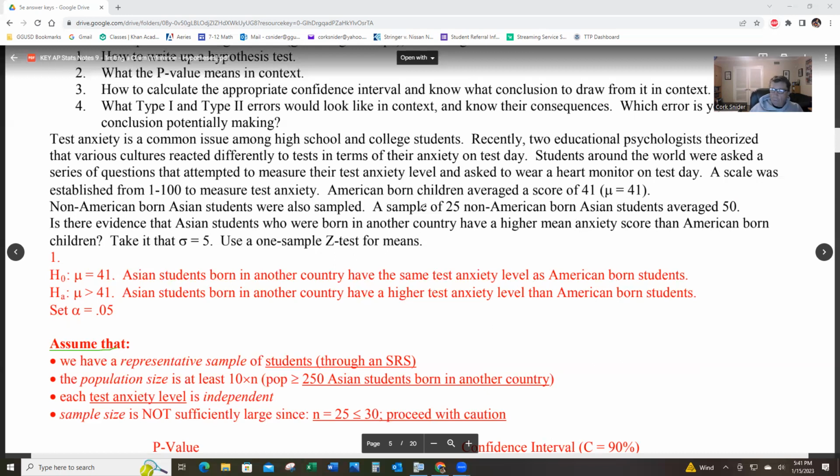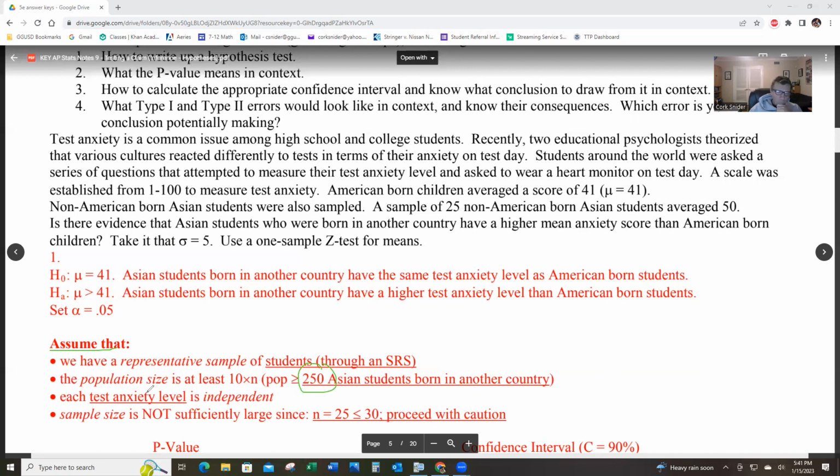Okay, I don't know if it is representative. I don't know where they got these people. I have no idea where they got this data. So I'm just going to assume that it's good data. Okay. Assuming is dangerous, I know, but what else can we do in academia with this kind of problem? Okay. The second thing, we don't want to sample more than 10% of the population. I mean, obviously, we're not going to. I'm sure there's more than 250 Asian born students in another country. No problem. Okay. So the population size is at least 10 times that.